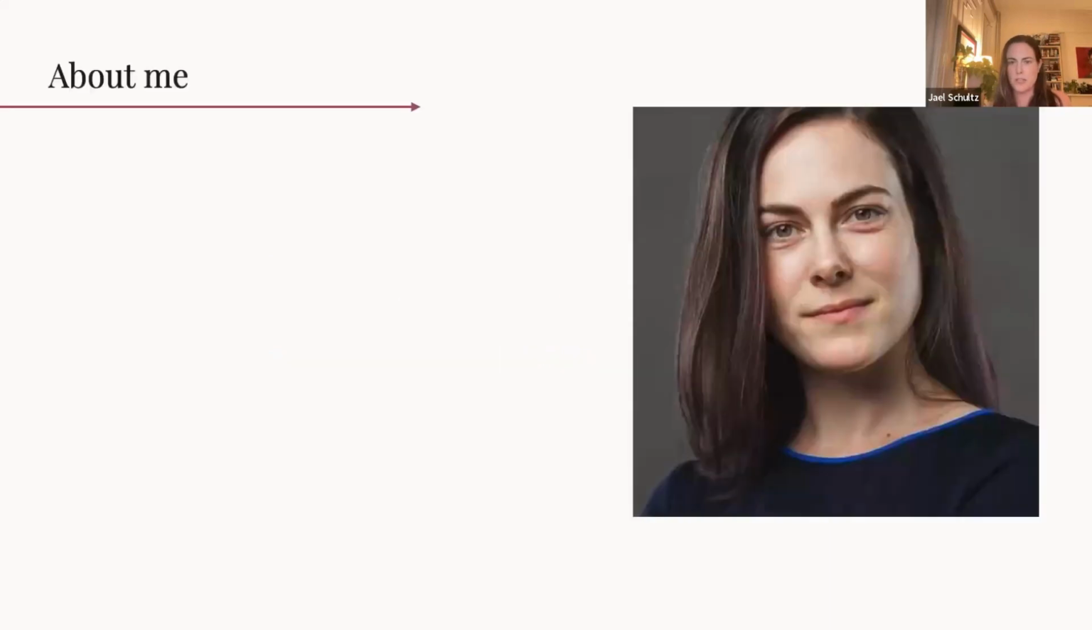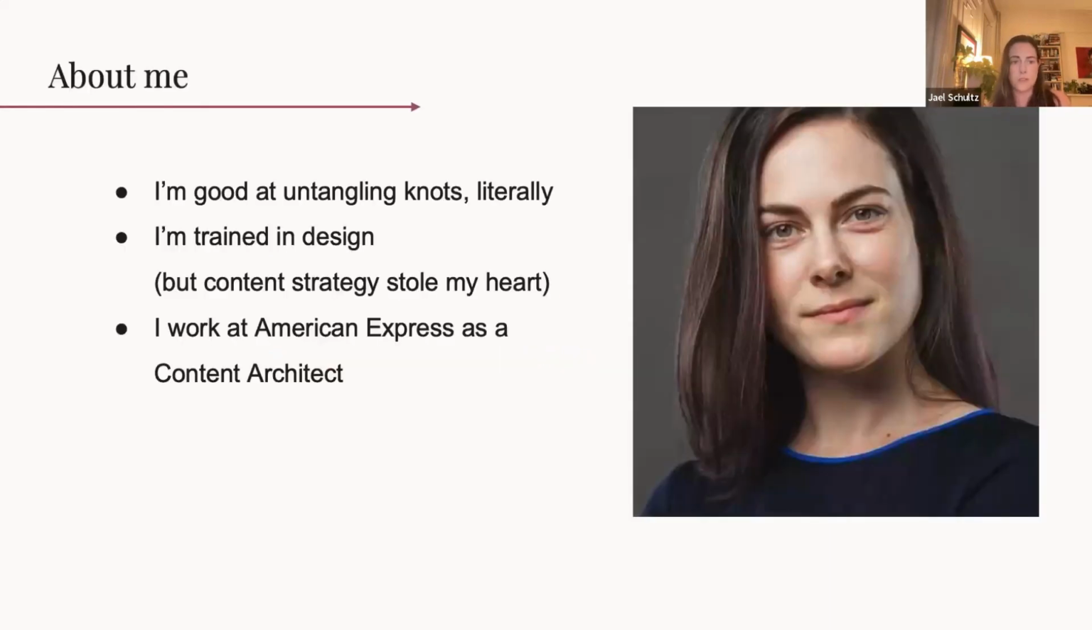So by way of introduction, I will keep it brief about myself since Rupa already walked you through all of that, but I do have a fun fact that I would like to add. I'm good at untangling knots, and I mean literal physical knots, in addition to the metaphorical ones that I handle in work. I do have a background in design, but content strategy is something I fell in love with, and I feel like it plays to my strengths, so I've kept doing it. And I'm currently working at American Express as a content architect on our communications design team.